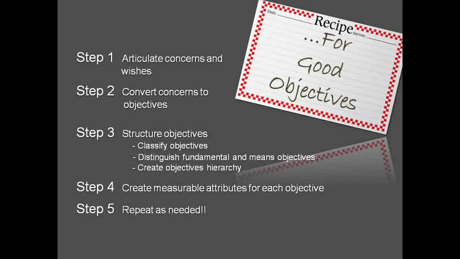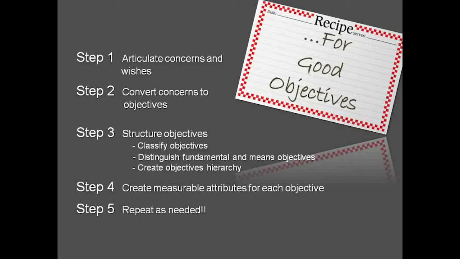So we've written down this recipe for developing good objectives, and these are also the steps that we're going to go through in this module. The first step is to articulate concerns and wishes. The second step is to convert concerns and wishes into objectives. The third step is to structure your objectives, and there are three components in that. One is to classify objectives, and we'll talk about different classes of objectives. 3B, the second piece here, is to distinguish fundamental and means objectives. 3C, create objectives hierarchies. So a bunch of tools that are useful for structuring objectives.